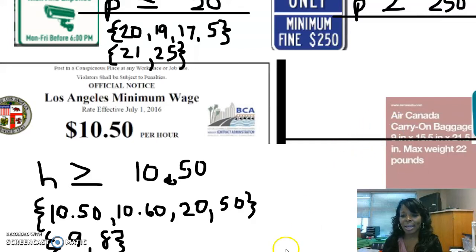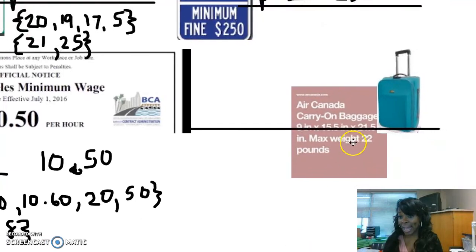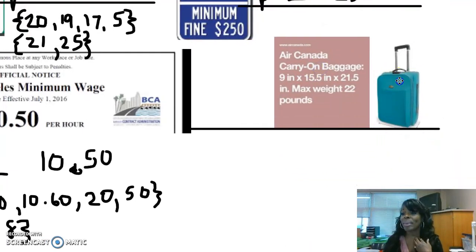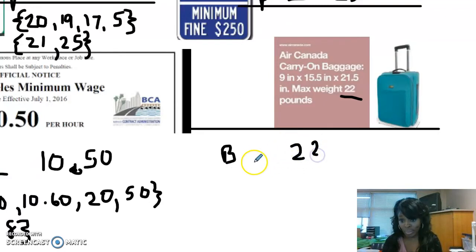Baggage, Air Canada. And we were discussing in class, Air Canada uses the metric system. So they probably wouldn't have inches and pounds. They would have centimeters and kilometers. But at any rate, when you go on the plane, your baggage can't go over a certain weight. In this case, it's 22. So let's put B for our inequality. And can your bag weigh 22 pounds? Well, sure, you're right there, but it can't weigh more than that. So B has to be less than or equal to 22 pounds.